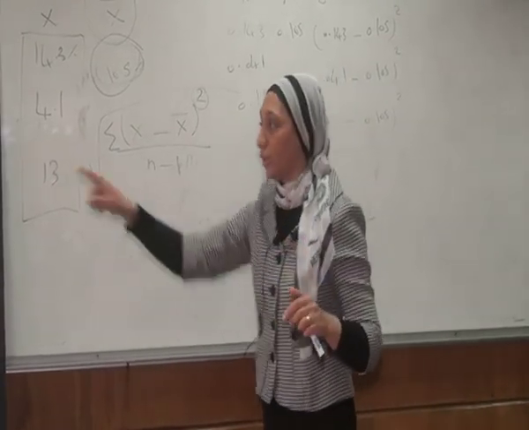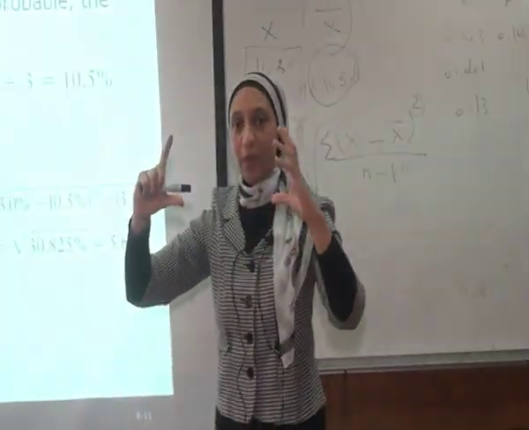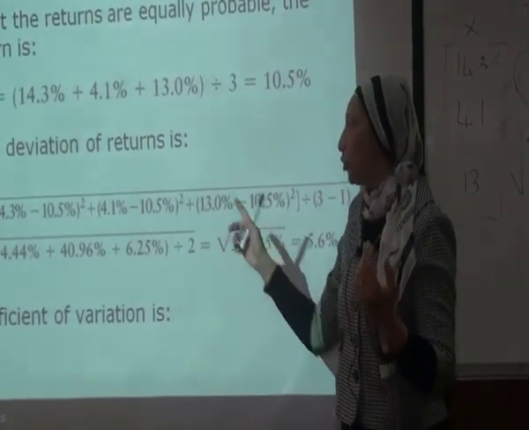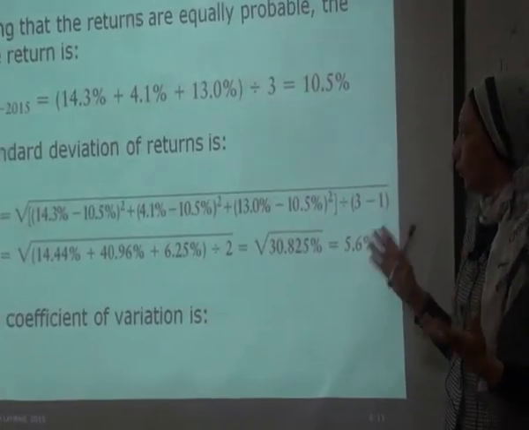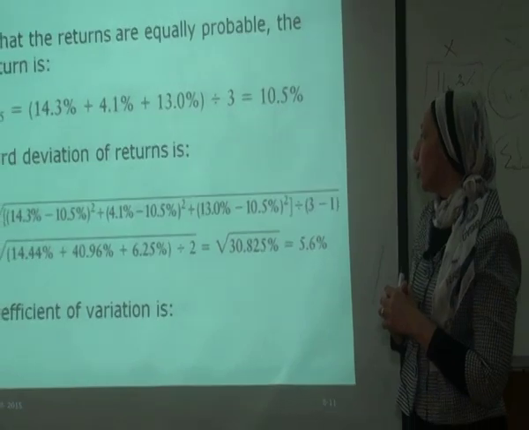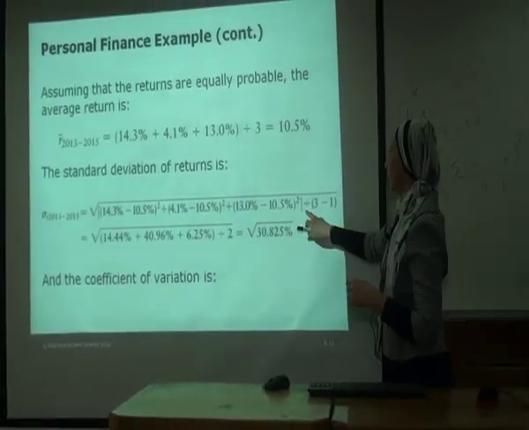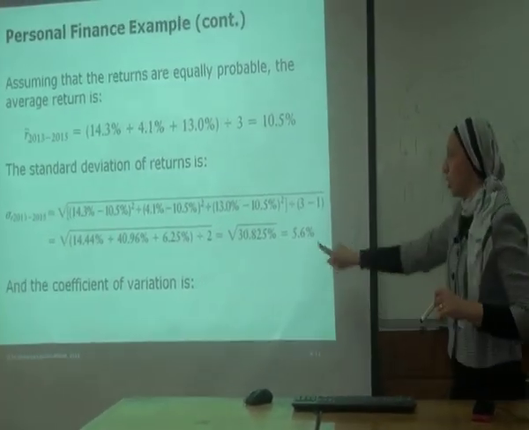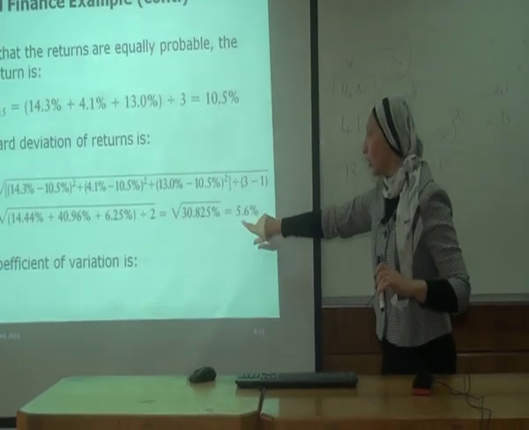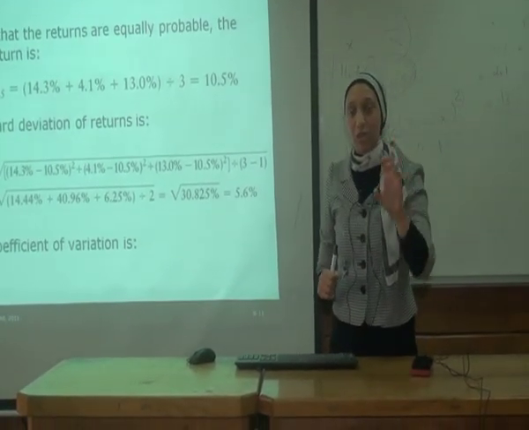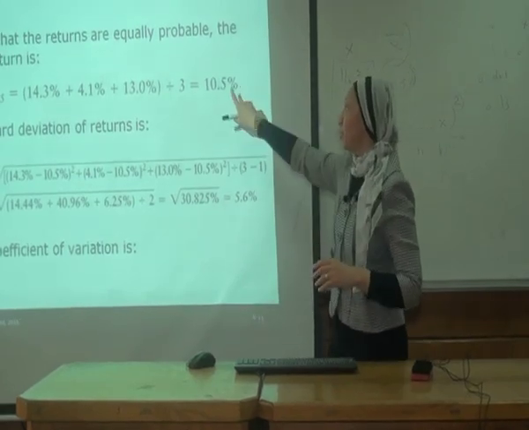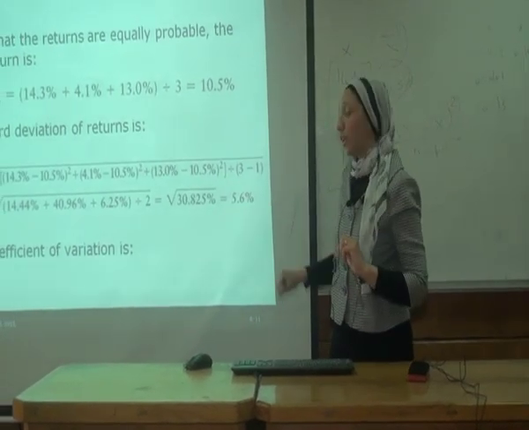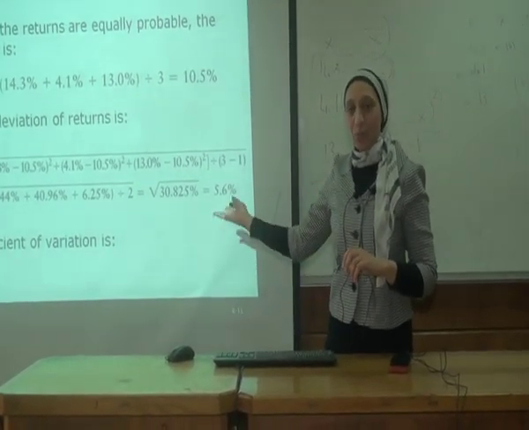Otherwise, you can calculate it directly on your calculator by just putting the numbers into brackets: 14.3% minus 10.5 power 2 plus 4.1 minus 10.5 power 2 plus 13 minus 10.5 power 2. You will get the summation. You will divide by 2, which is n minus 1. Then you will get the square root of the answer. So here the square root yields the result of 5.6%. This means that this stock achieves on average 10.5% return, and the deviation from the average return is 5.6%, which is a high risk.